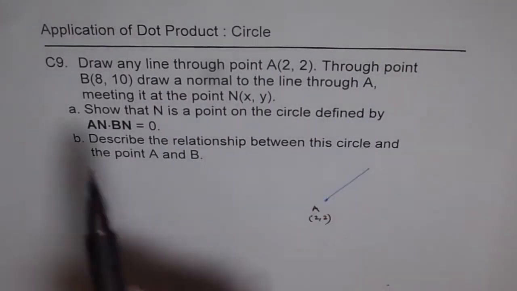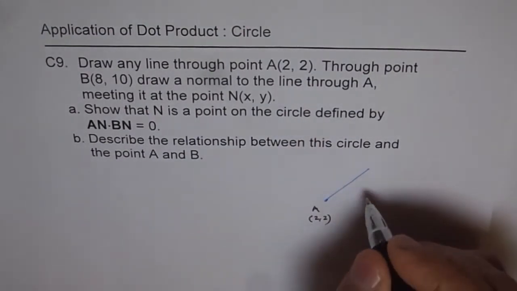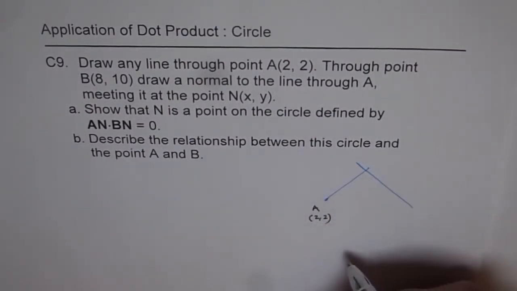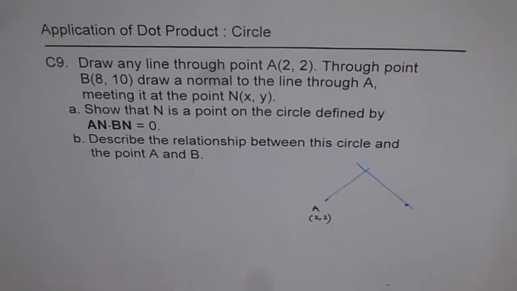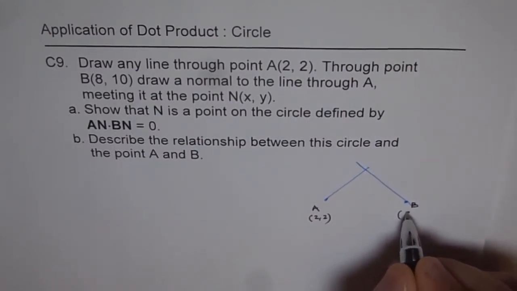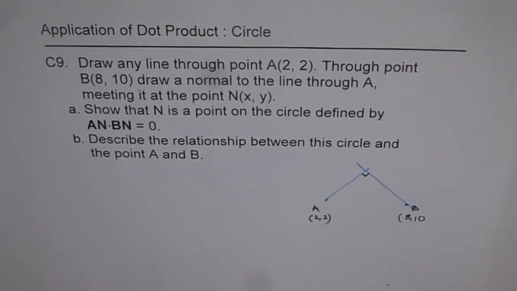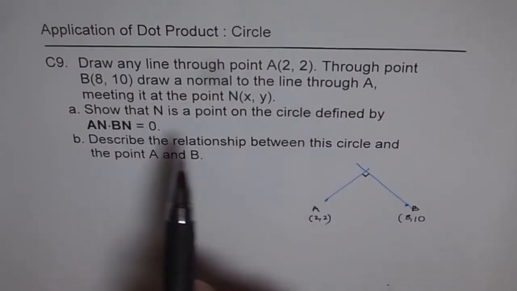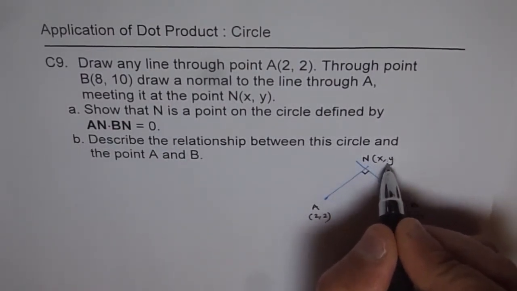Now it says through point B, which is 8, 10, draw a normal to the line drawn through A. That means we'll draw a line which is perpendicular, right? So that is the normal line. Let us assume this point here is point B, through which we have drawn a normal. So this is our point B, and the point B is 8, 10. This angle is given to us as 90 degrees, since this is a normal to the previous line, meeting at point N, and say this point N here is xy.